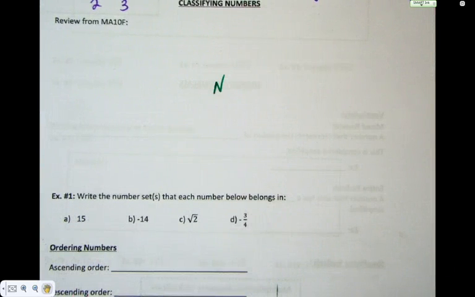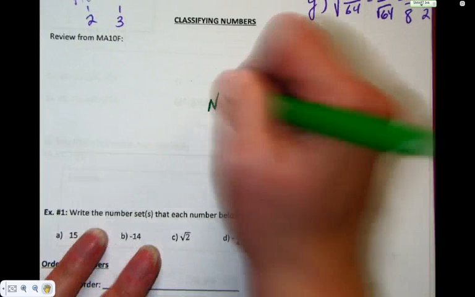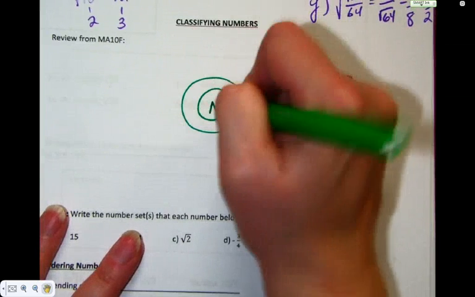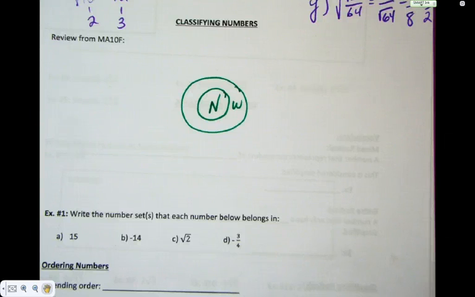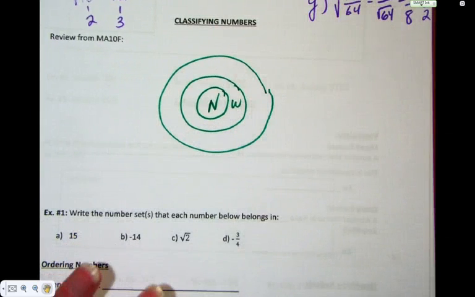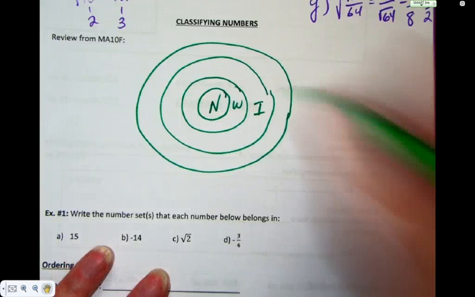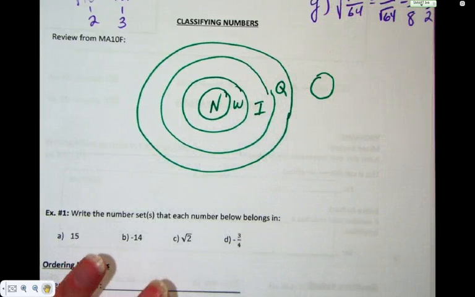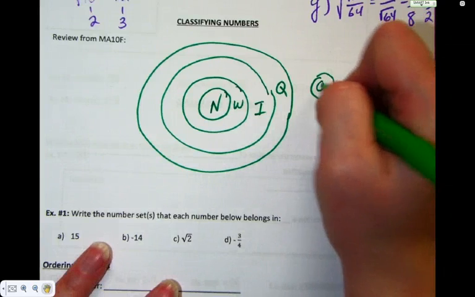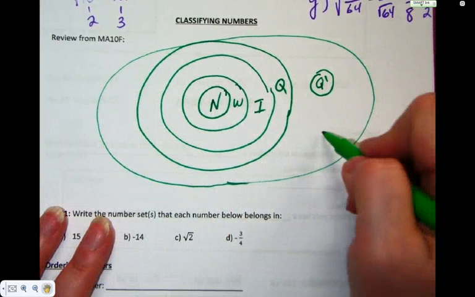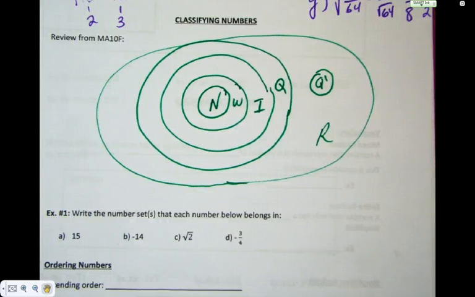And in the middle, I'm going to put a circle around it. This is the most common way you see number families. Circle around that and the W. Circle around that and give me the letter I. Circle around that is the Q. Circle off by itself, Q prime, which means not, and a circle around the whole thing, R. That's the traditional way of seeing number families.